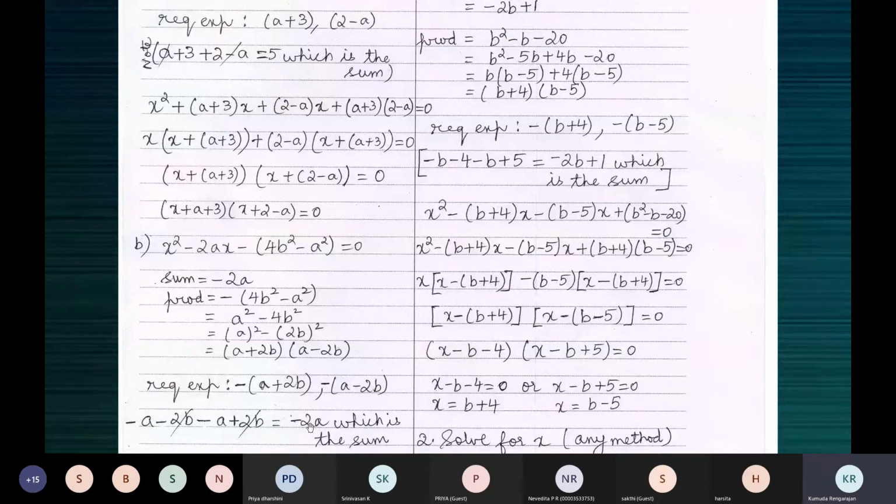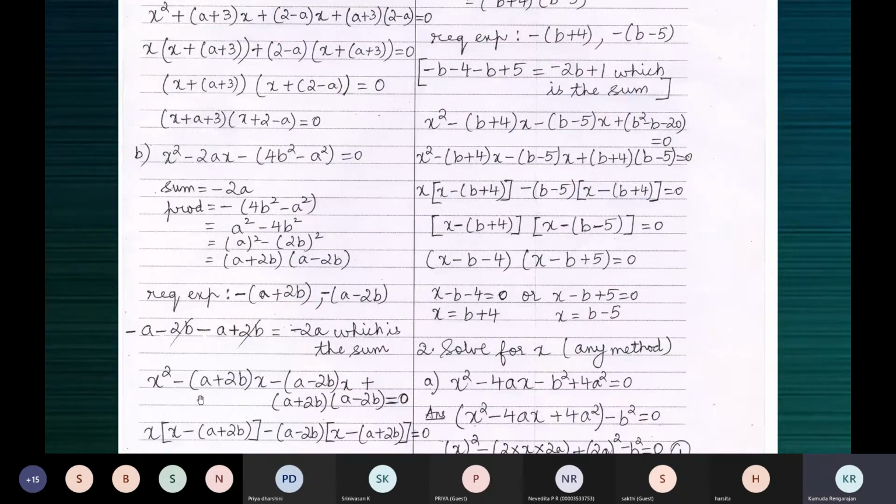So as Priyadarshini rightly said, see here. X square is the first term. You need to write the last term as it is, but since we have factorized it here, we'll write these two, a plus 2b, a minus 2b. And we'll take a plus sign, because we already multiplied the minus with the terms inside the bracket. So it's plus here.